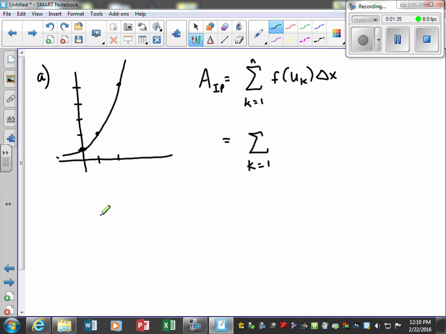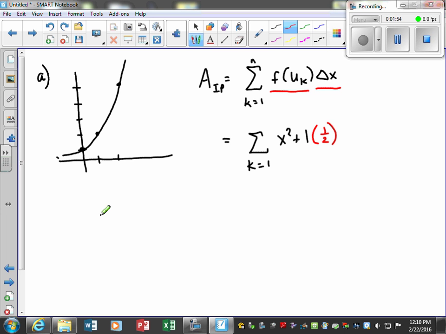The function f evaluated, our function is x squared plus 1. That was given to us. So this information right here was given to us. Not only that, so was delta x. What did they tell us delta x is going to be? 1/2. Okay, that was given in the problem.